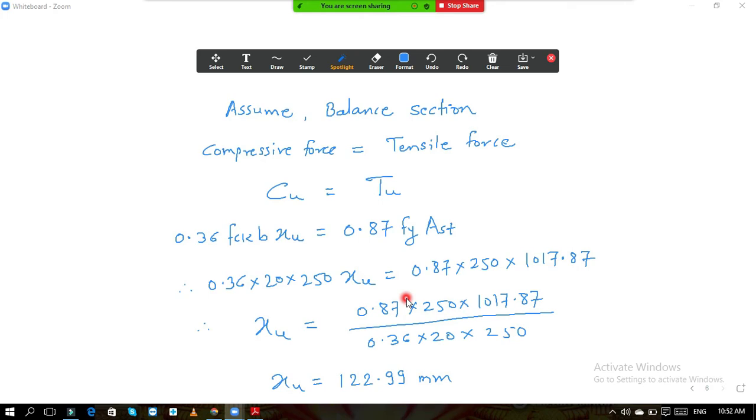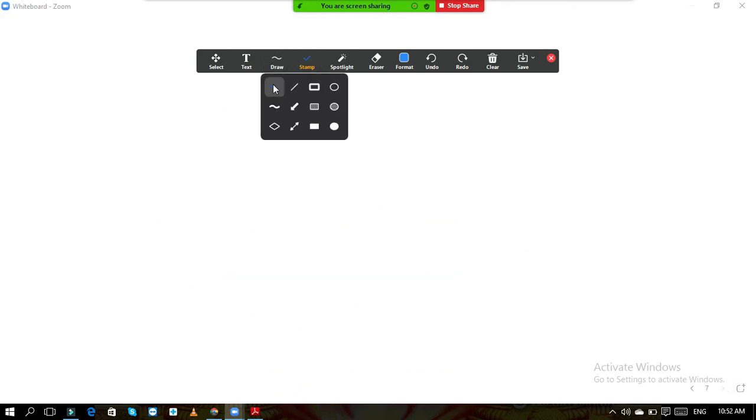Okay, so this is most important. Please remember this. This is how to solve these types of questions that may be asked in the examination. So next, after calculation of the XU, now we need to calculate the moment, the ultimate moment of resistance.